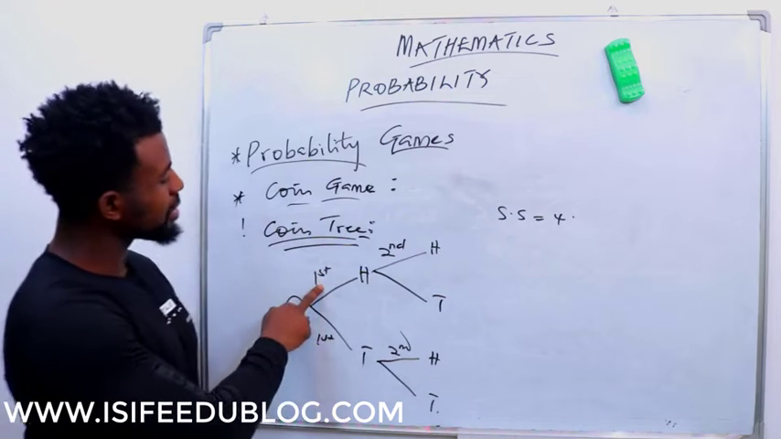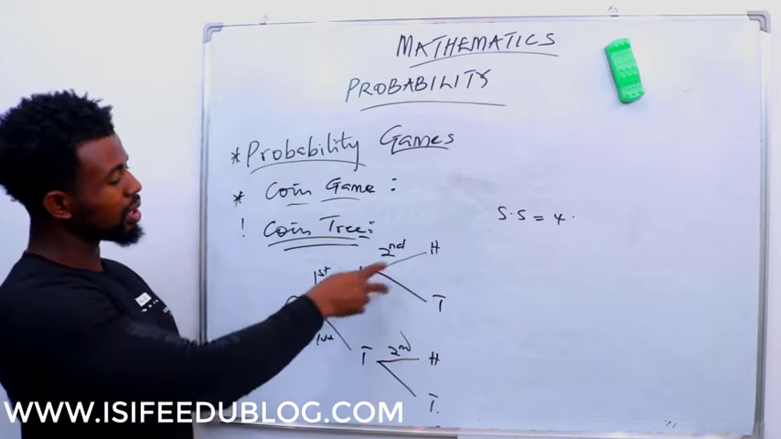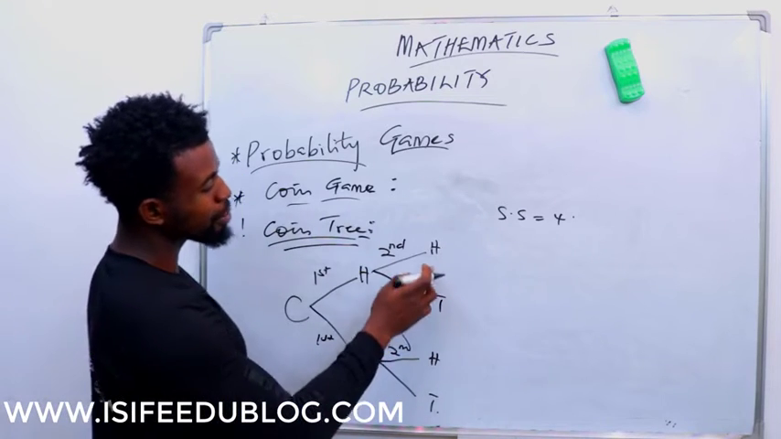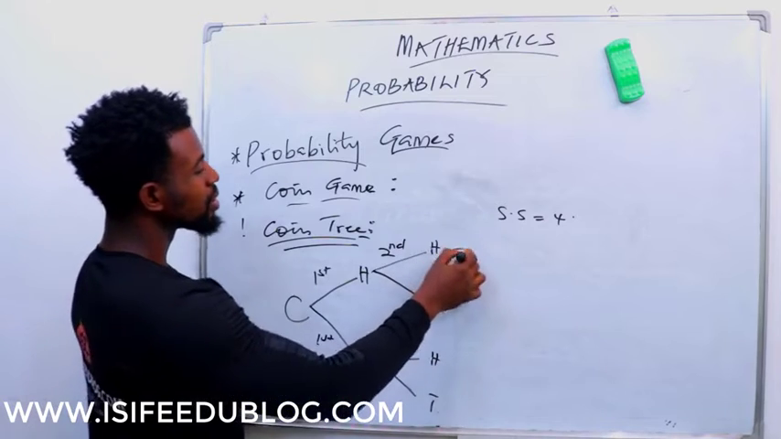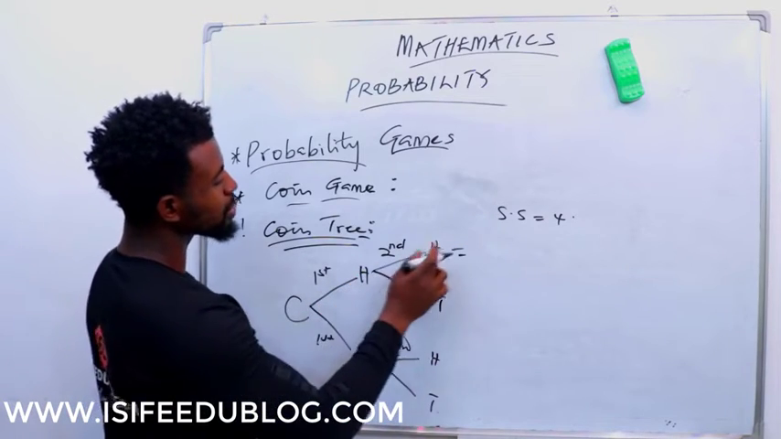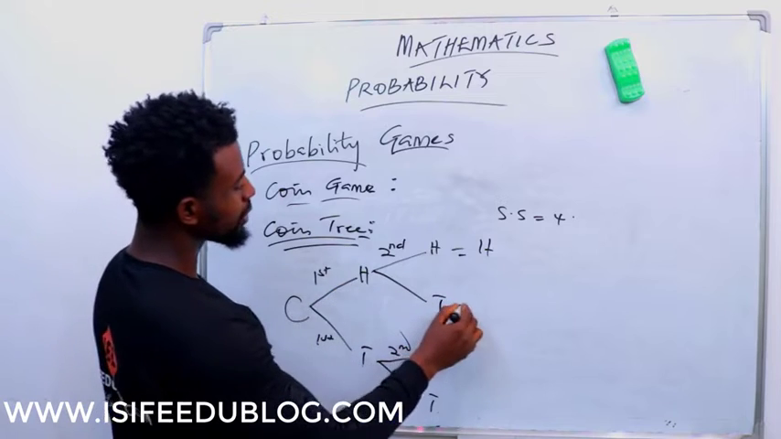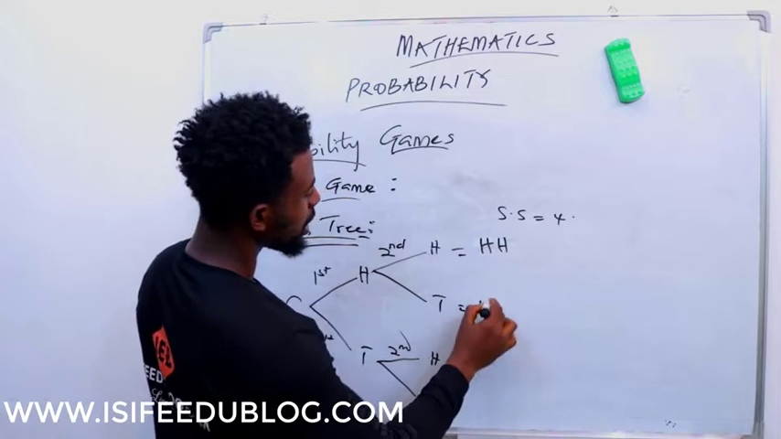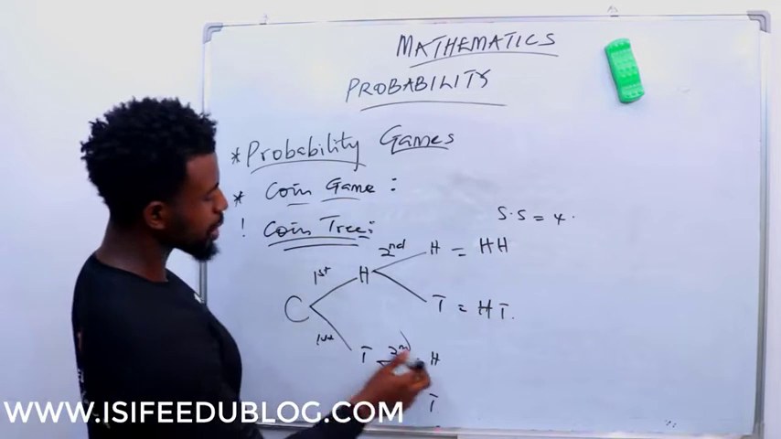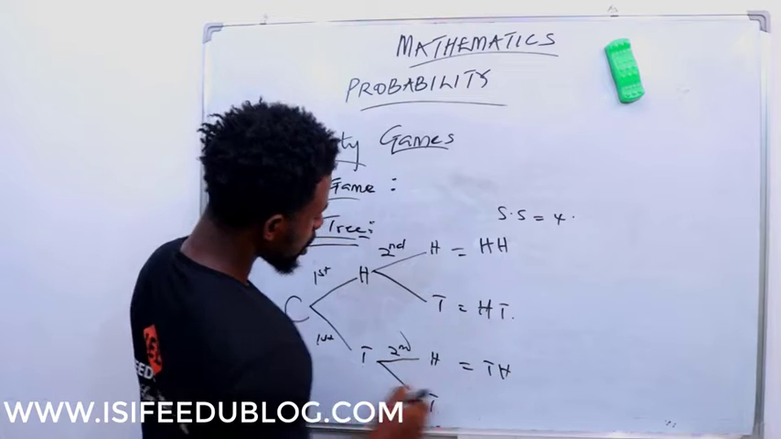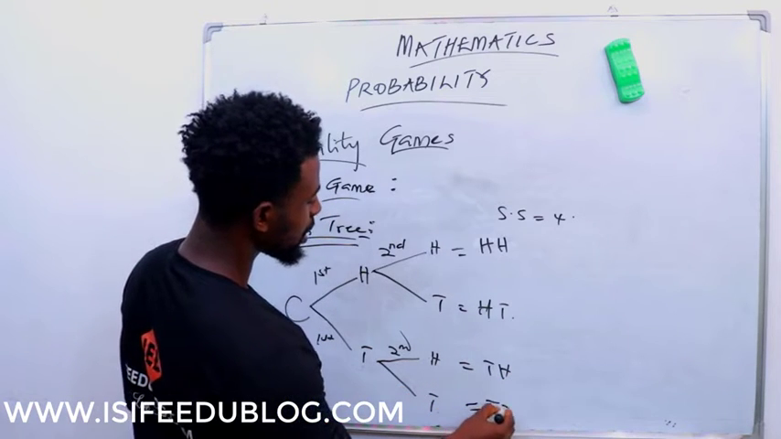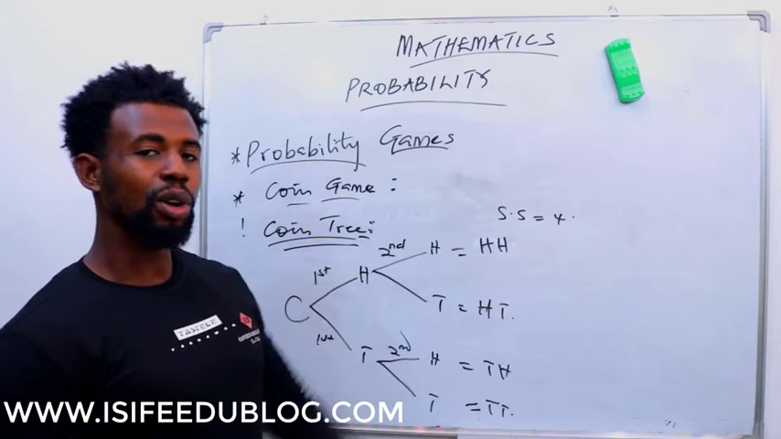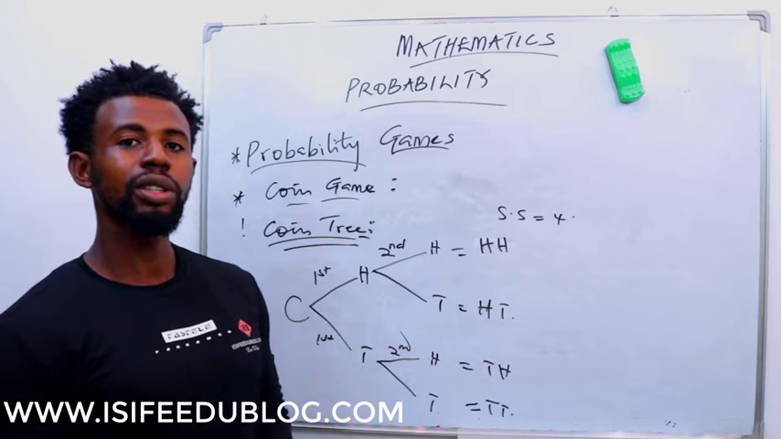Now here, this branch stands for our first toss. Now this second segment stands for our second toss. Now from here we have that our sample space is 1, 2, 3, 4, right? So from this branch, what will this branch give us? This branch will give us 2 heads. Now this branch will give us a head and a tail. Now this branch will give us a tail and a head. While this branch will give us a tail and a tail. Okay? So these are the possible things that can occur from tossing a coin 2 times.